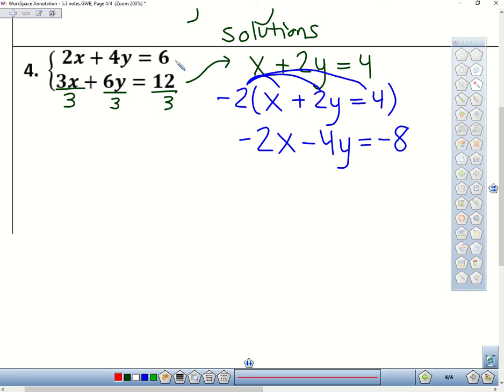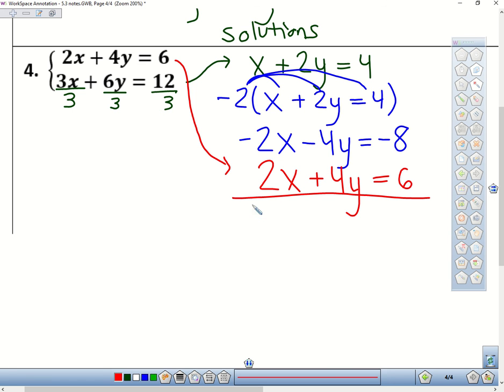And then remind me, what's my next step here? Not subtract, but combine like terms. You got to line them up. So line them up, just like that. Take the first equation, line it up so that all the like terms are lined up. And then we're going to add them together. So what happens to the x's here? What about the y's? They also cancel out. Good. And then what's negative 8 plus 6? Negative 2. Is this a true or a false statement?